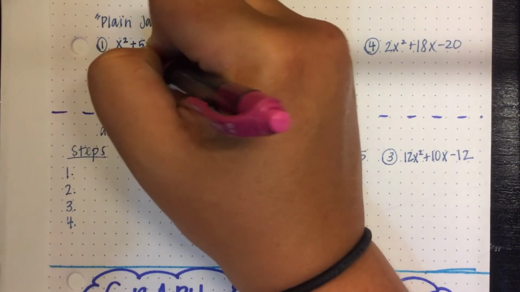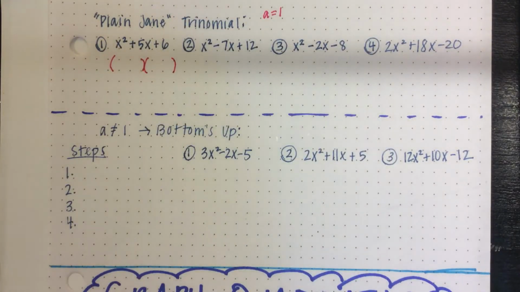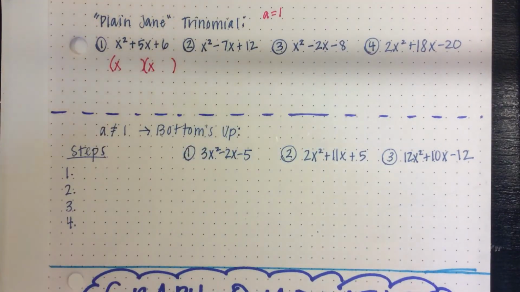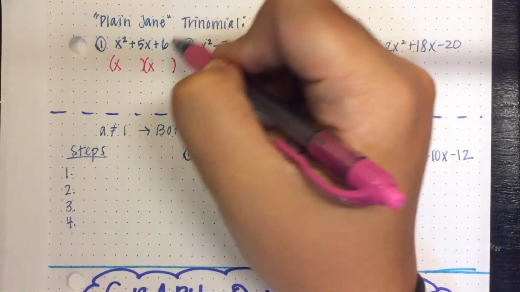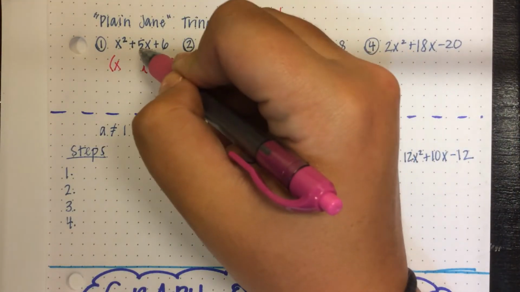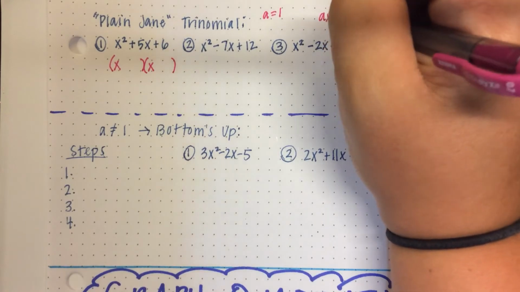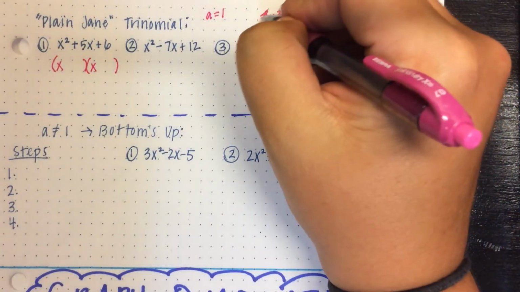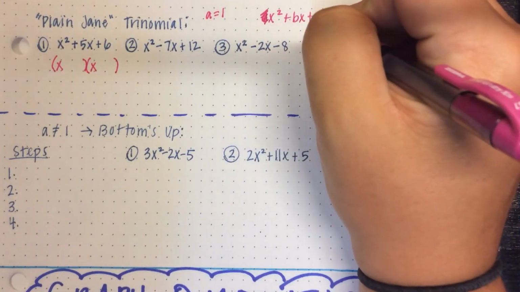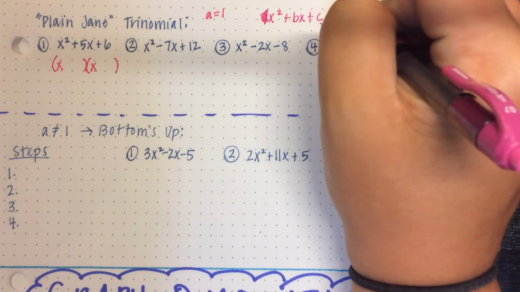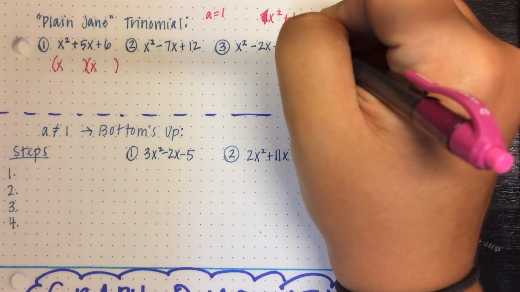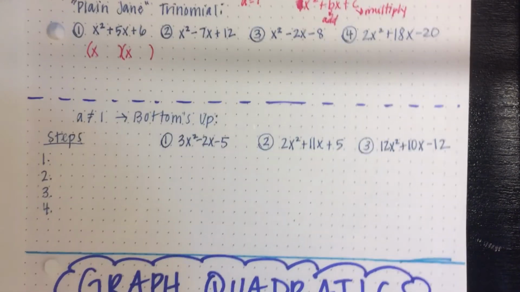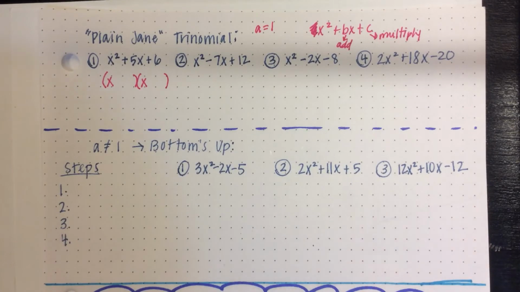I'm going to go ahead and go to my parentheses. For plain Jane, I can put my x in the parentheses. Then I look for 2 numbers that multiply to our c term and add to b. So again, let me write our standard form up here for us. I have a 1 for a, so I don't have to worry about that one. I want to multiply to get our c term, and add to get the b term. Once I figure out those numbers, I can just write them in my parentheses.